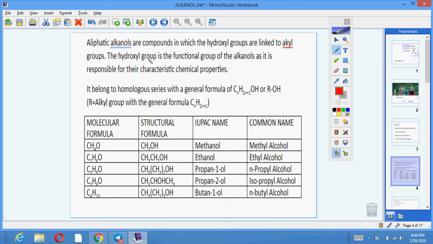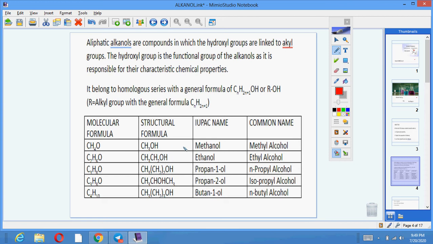Alkanols are aliphatic hydrocarbons in which the hydroxyl groups are linked to alkyl groups. The hydroxyl group is the functional group of the alkanols as it is responsible for their characteristic chemical properties. They belong to a homologous series with a general formula of CnH2n+1OH or ROH, where R is an alkyl group with general formula CnH2n+1.